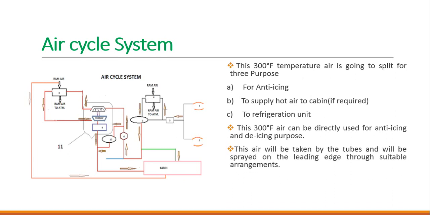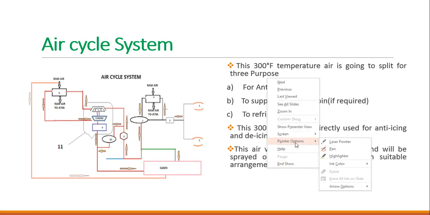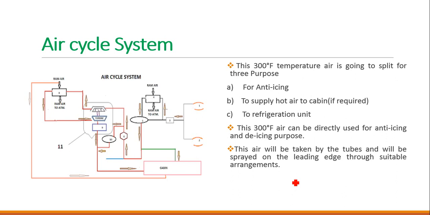This 300-degree Fahrenheit air is also used for de-icing purposes. For de-icing, the air is supplied to the leading edge, because ice will be formed at the leading edge of the wing. Air is passed to the leading edge of the wing, and it will disperse the ice. So that is the purpose of the de-icing and anti-icing systems.